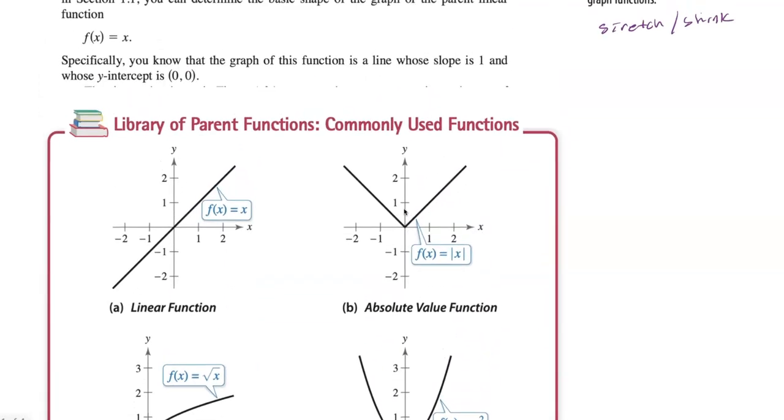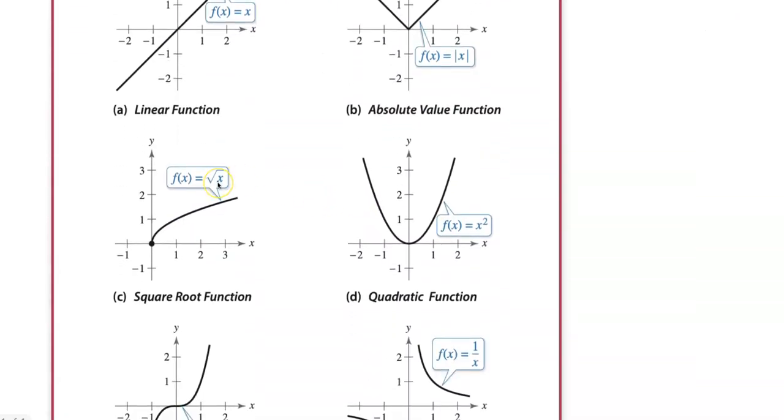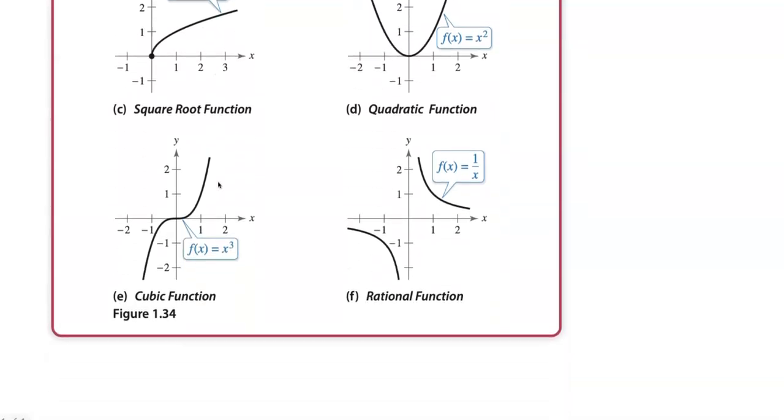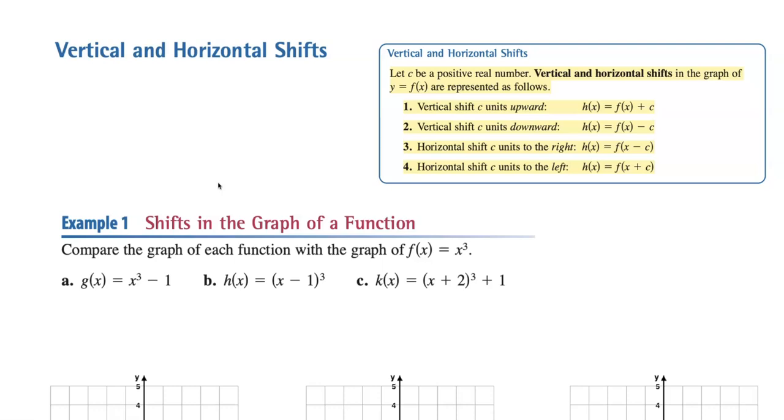And what we're mostly going to do is we're just going to move them up, down, left, right. So we'll start with like y equals square root of x, and then we'll do like a plus 3, and like, okay, what does that do to the graph? That's what this lesson is all about. So let's start off with our vertical and horizontal shifts.